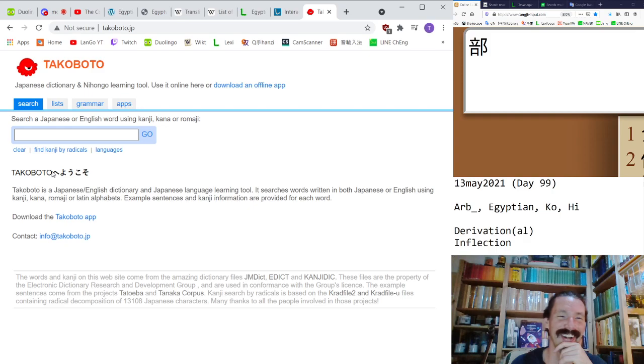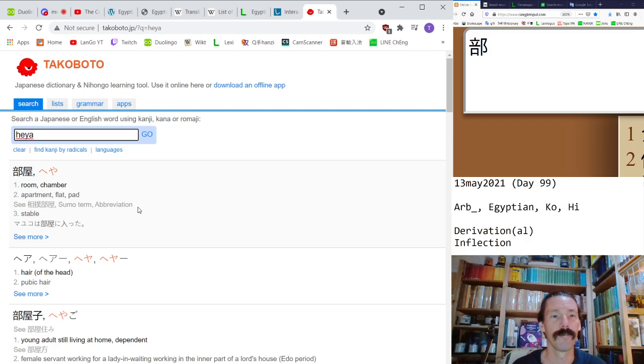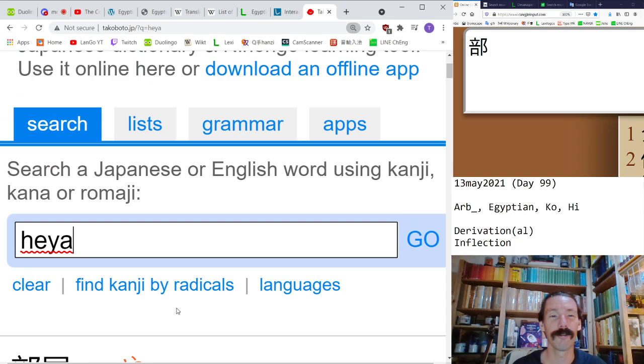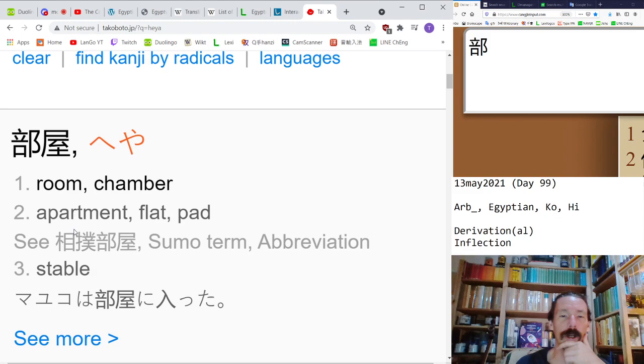Let's see what it tells us for heya. That's an ominous little logo here for Takoboto, the unhappy octopus with really short legs. Oh, Tako. There we go. Yeah, it is an octopus. Stumpy octopus. Let's find out. This is very nice, though. It looks user-friendly. Heya, room, chamber, apartment, flat. So room or rooms. Small heya.